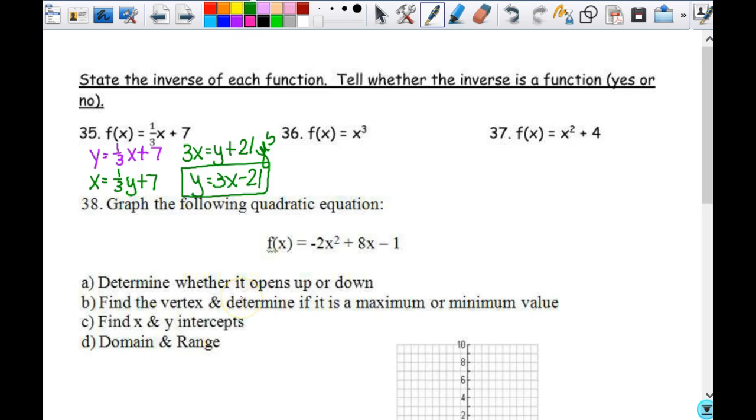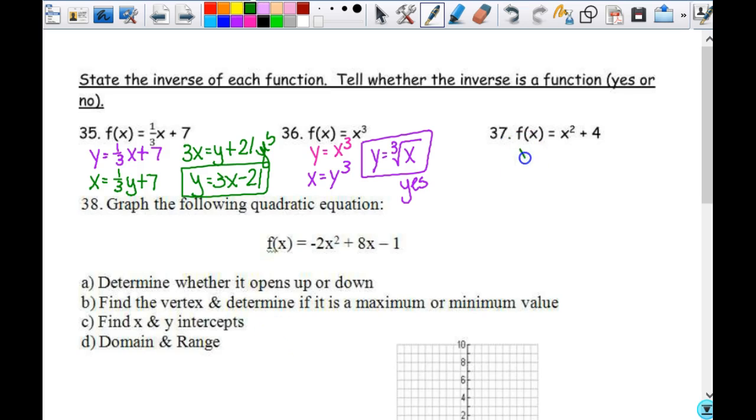Alright, so for the next one, this is going to give me y equals x cubed. So then I'm going to switch x and y to get x equals y to the third. So to get y by itself, I'm going to have to take the cube root of both sides. So y is equal to the cube root of x. Cube root, graph of the cube root is a function. So this is a yes.